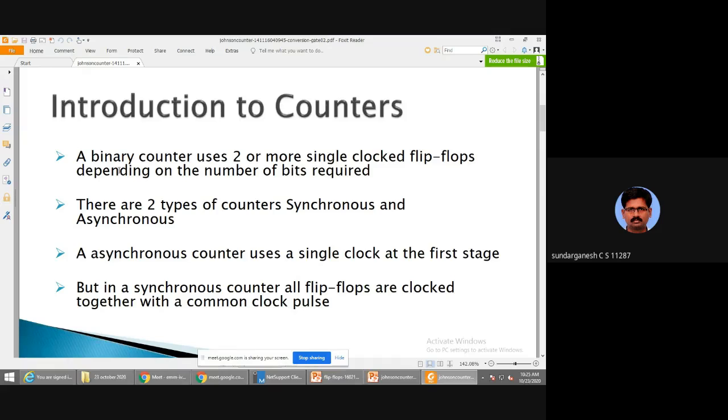First, the synchronous counter uses a single clock. So synchronous and asynchronous counters are the classification. Synchronous counter means the clock is given to all the flip-flops at the same time. Asynchronous counter means only the first flip-flop is given the clock. For the remaining flip-flops, we take the output of the previous flip-flop and connect it to the clock.